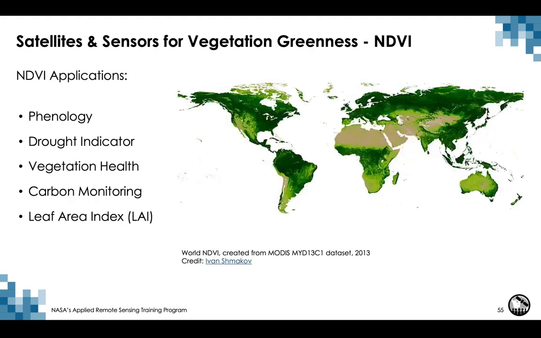Some of the agricultural applications of NDVI are its ability to monitor phenology. NDVI can be a good drought indicator, as well as assessing vegetation health in a field or on a rangeland. It's also useful for carbon monitoring, as well as deriving the leaf area index.